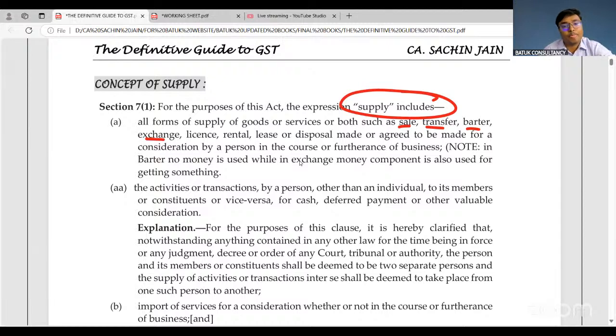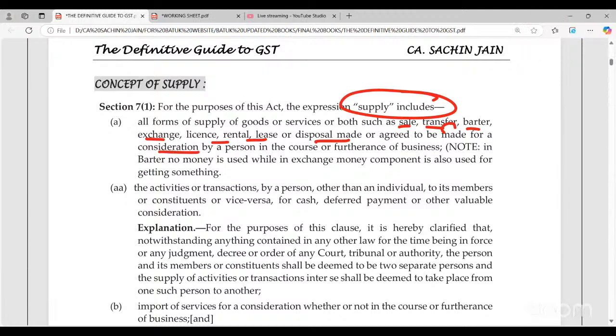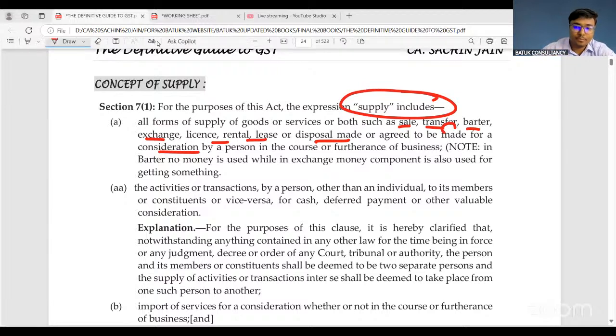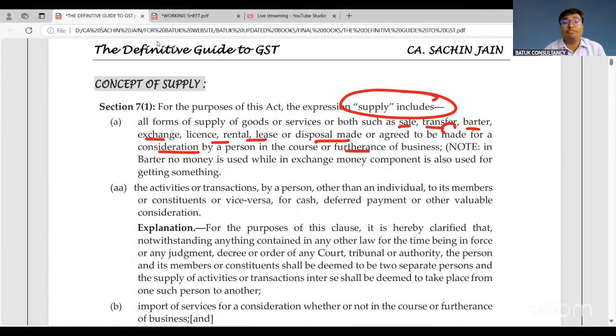Exchange. Yes, exchange may involve money as well. License, rental, lease, disposal made or agreed to be made, for a consideration in the course or furtherance of business. Now we have covered a specific thing: there are certain activities or transactions where, if no consideration is there, in that case, yes, GST will be applicable.